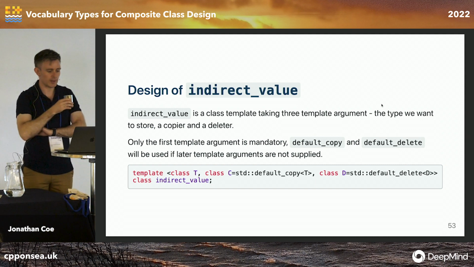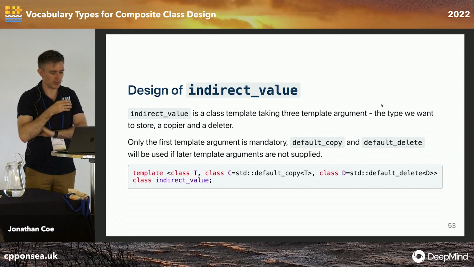So this indirect value class template now takes 3 template arguments. The type we want to store, which we saw in the previous slide, and in a little bit more detail. It also takes a copier and a deleter. Only the first argument is mandatory. In its absence, we'll use default copy, which we're proposing to add, and default delete, which already exists in the standard library and is used by unique pointer.